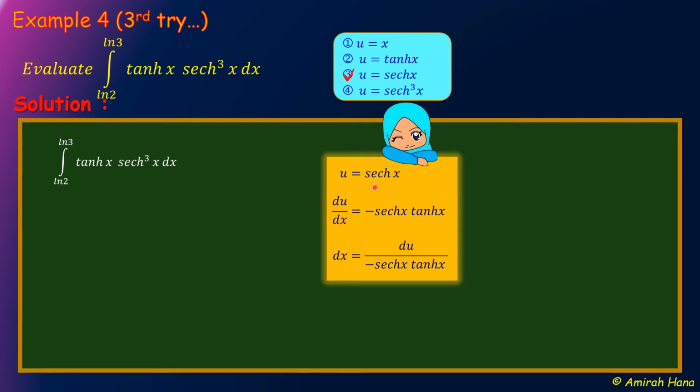When we differentiate sec x, the answer equals sec x tan x. And after that, when we use u substitution, we need to write dx as the subject. So after we cross multiply here, we get du over sec x tan x. Okay, and then we substitute back. So from du over dx equals sec x tan x.